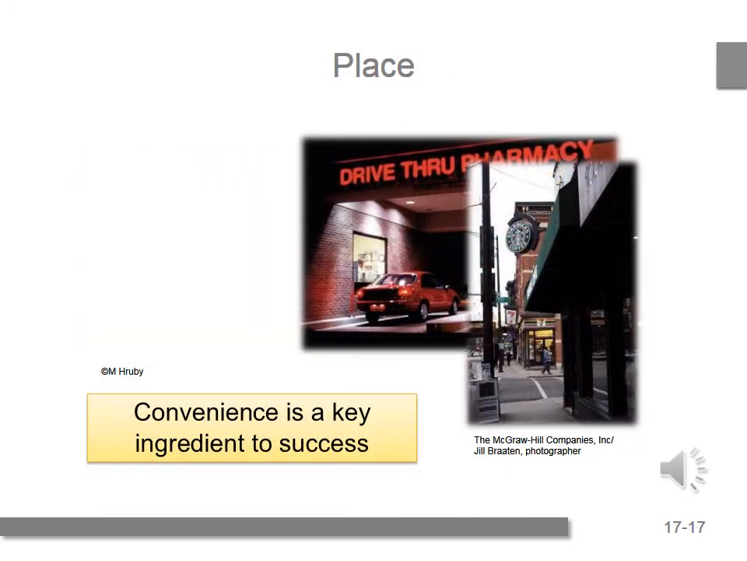Students, let us now consider the 4 P place in our retail strategy. Most people would agree with the statement that convenience is a key ingredient to success. In retailing, there are 2 aspects to place. The first is location, and the second is supply chain management. Both are very important, students. Location is important because it is one of the consumer's most important criteria in choosing a retailer, and is a very long-term investment.